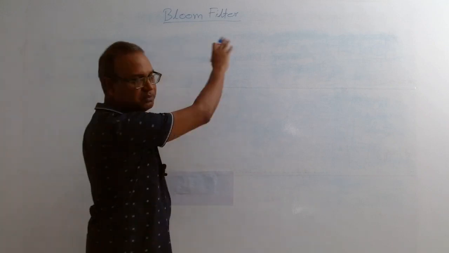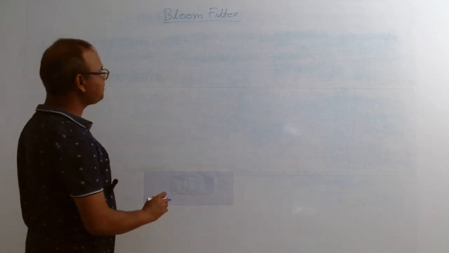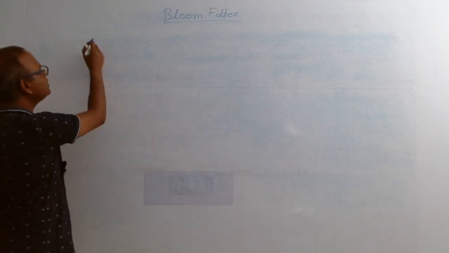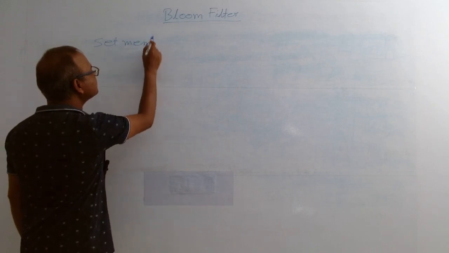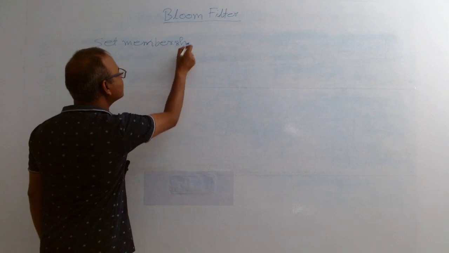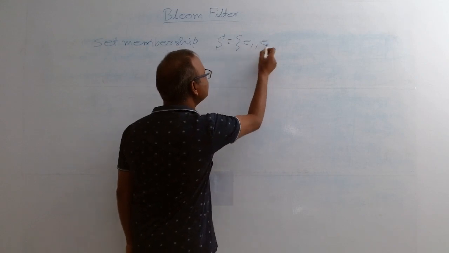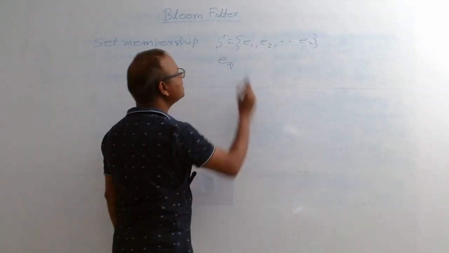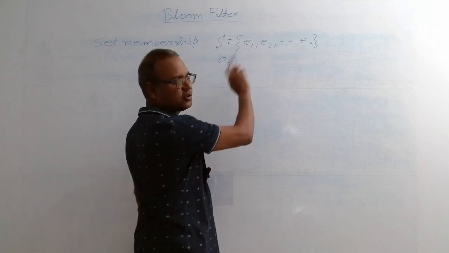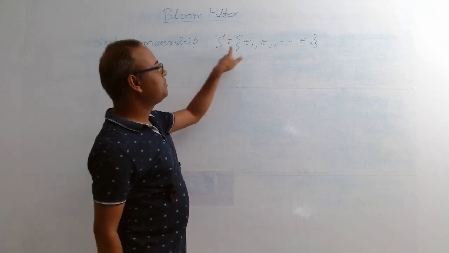It was developed by Burton Bloom. That's why it's named Bloom filter. Okay. So a Bloom filter is basically designed to check set membership. Means given a collection, a set of elements e1, e2, let's say en, and given a query element eq, we have to say whether eq belongs to S or not. Bloom filter checks that without verifying physically in the set.